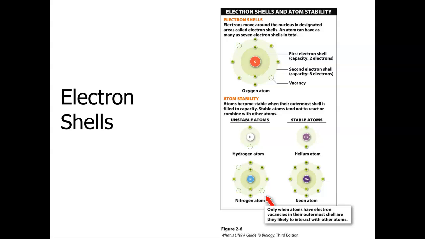If you look down below at the unstable atoms, you have your hydrogen. Notice it's missing 1. It's going to want to bond with another element to become stable. Beside it, you see helium. It only has 1 electron shell around the nucleus, and it has both of its electrons, so it's stable and does not want to bond. Below you see nitrogen. It has 3 open spots in its outermost shell, so it's going to want to bond and fill those 3 to become stable. Neon, however, has 8 on its outermost shell, and so that one is stable.